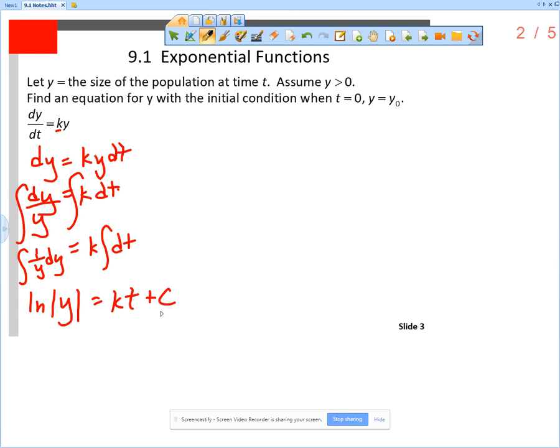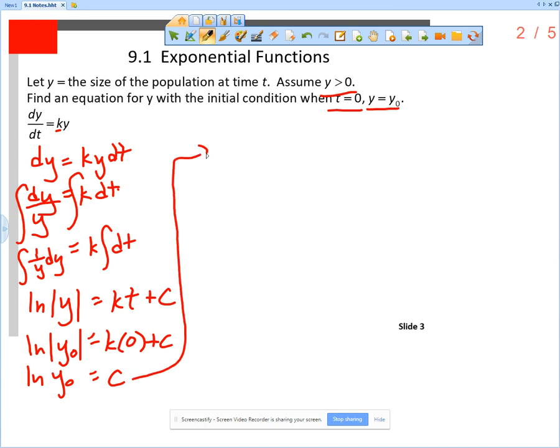Well, before I do that, I want to solve for c. So I'm given that when t is 0, y equals y sub 0. So the natural log of the absolute value of y sub 0 is equal to k times 0 plus c. All right, so k times 0 is, of course, 0. So c is the natural log of the absolute value of y sub 0, but you're told that y is always positive, so the absolute value is not necessary. So c is the natural log of y sub 0. All right, so now let's head up here.